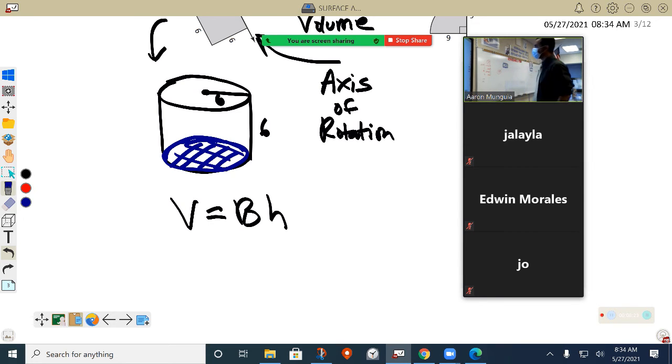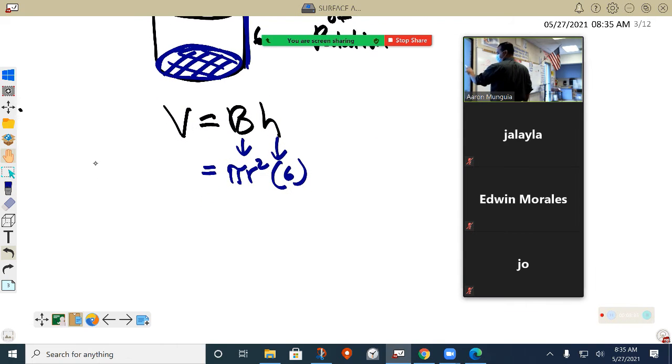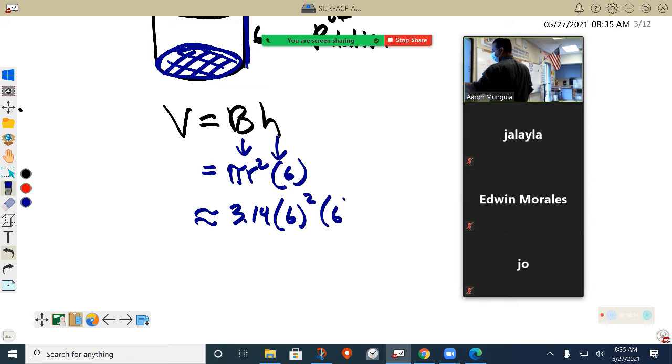What are the square units of that base? Well, that's the area of a circle. So I'm going to replace B with pi r squared. That's the area of a circle. And then I'm going to replace height with 6. Look, here's the height of the cylinder, it is 6. So far so good. So I'm going to approximate. I'm going to replace pi with 3.14. So we've got 3.14 times 6 squared times 6, because the radius is 6.